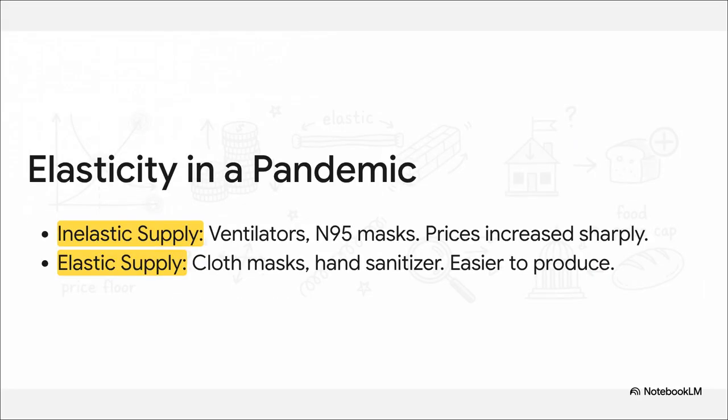You know, we all just lived through a perfect real-world masterclass in elasticity during the pandemic. Demand for super specialized things like ventilators and N95 masks just exploded. But their supply was incredibly inelastic. You can't just snap your fingers and build a new ventilator factory. The result? Insane price increases and painful shortages. But at the same time, demand also surged for things like cloth masks and hand sanitizer. Their supply, though, was very elastic. Tons of clothing companies and alcohol distilleries were able to pivot and start making them. The result? Prices went up, sure, but not nearly as much. And eventually, the supply caught up.